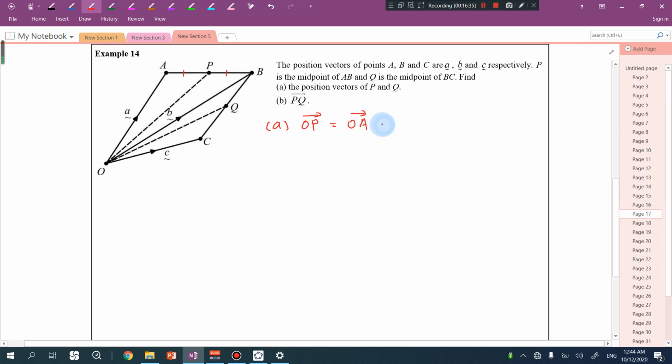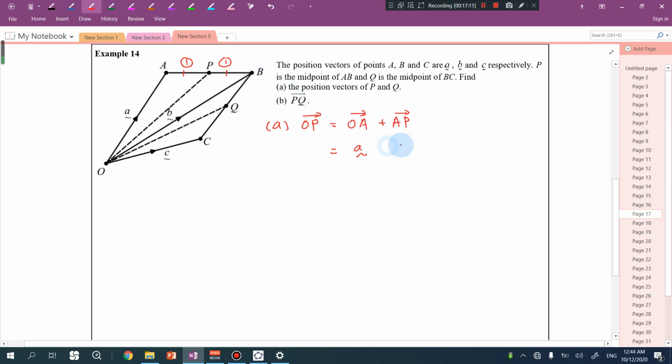OA plus AP. Do you notice that this is a common point? OA plus AP will become OP. Now we are looking for OP. Do I have OA? Yes, I have OA, which is equal to a. How about AP? I don't have AP, but I know that AP will be half of AB, because this is one part, right? This is one part.